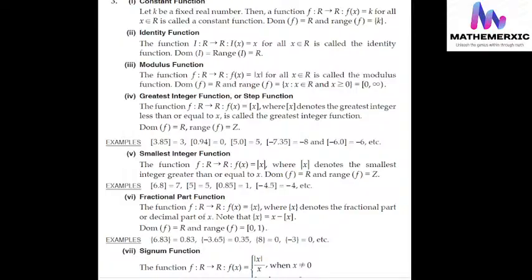For example, the greatest integer function of 3.85. This symbol is important to understand: it denotes the greatest integer less than or equal to x, and is called the greatest integer function. So [3.85] will be 3, and [0.94] will be 0, the greatest integer less than or equal to x.